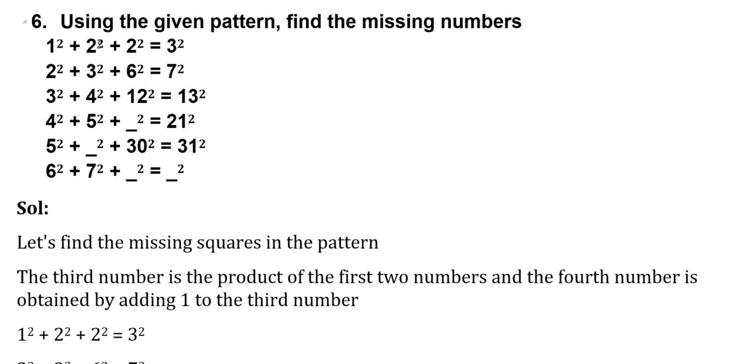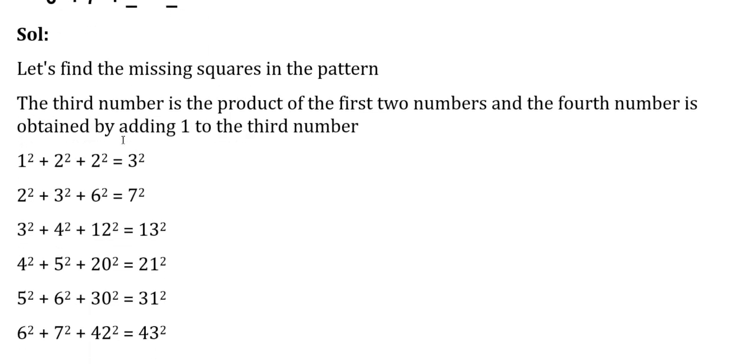Sixth problem. Using the given pattern, find the missing numbers. Here 1 square plus 2 square plus 2 square is equal to 3 square. 2 square plus 3 square plus 6 square is equal to 7 square. 3 square plus 4 square plus 12 square is equal to 13 square. 4 square plus 5 square plus dash square is equal to, like that.